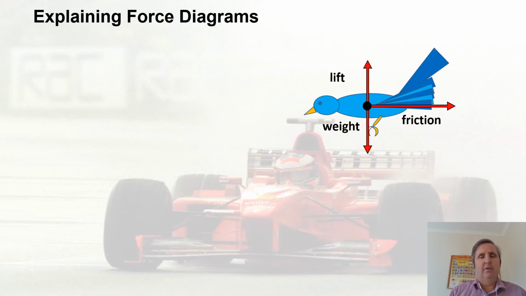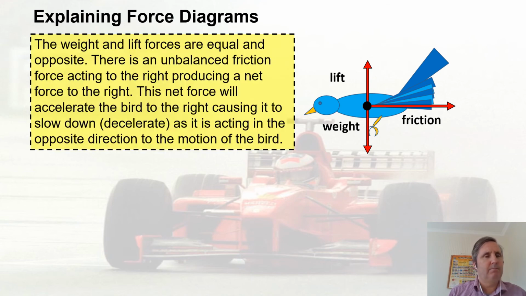Here's a bird. It's flying through the air forwards, and it's put its wings up to slow it down. So now it has a friction force going to the right. The weight and the lift forces on this bird are equal and opposite, but there is an unbalanced friction force, and it will cause a net force to act to the right. This net force will cause it to accelerate.